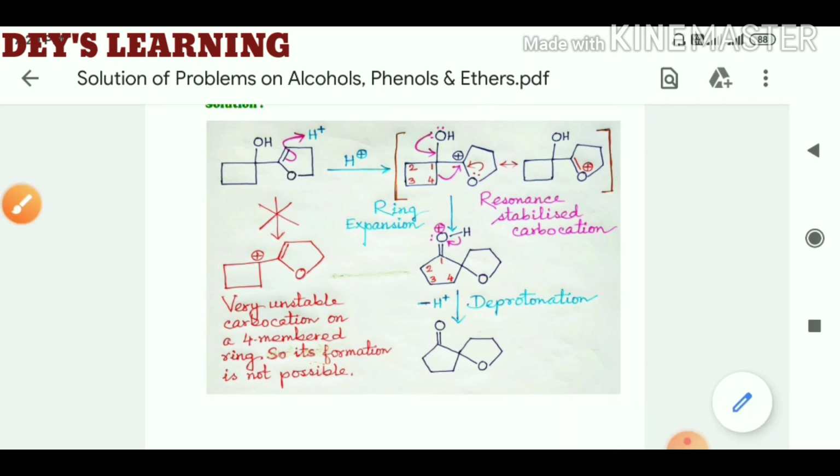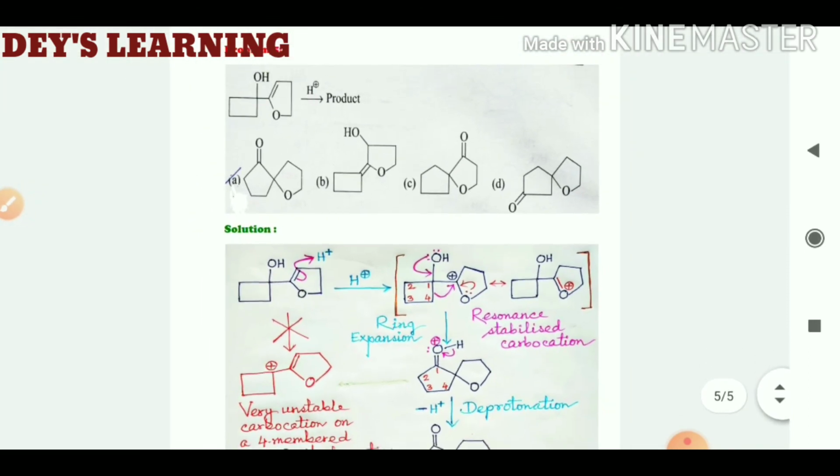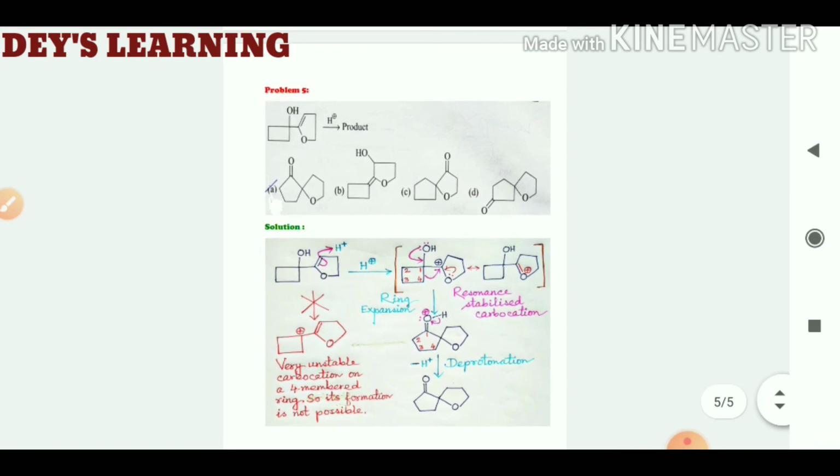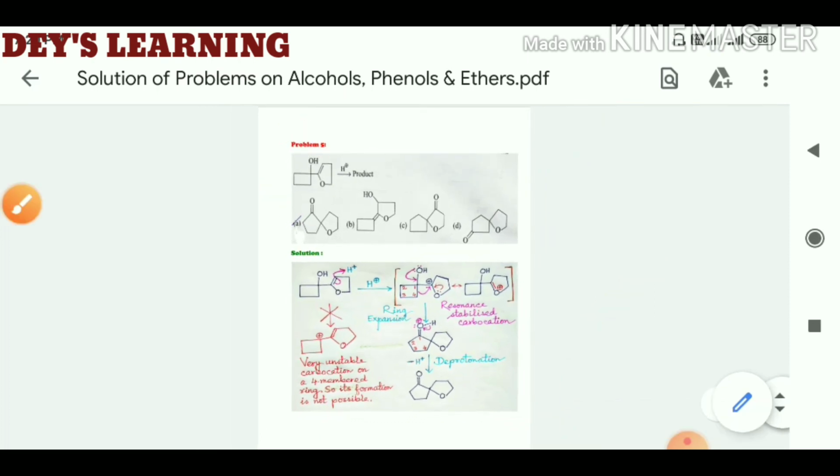So this is our problem number 5, and this is the solution. So the answer A, option A, is the correct answer of this reaction. So we have solved 5 excellent problems in this episode.